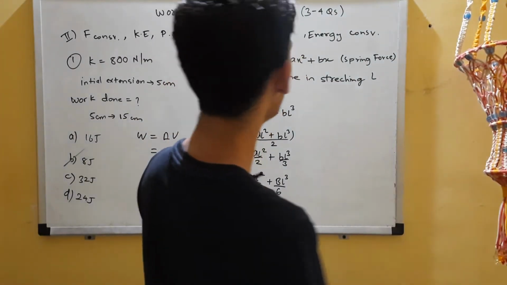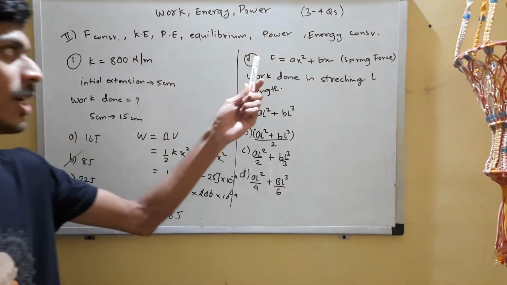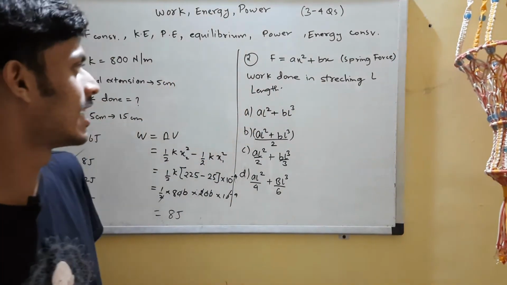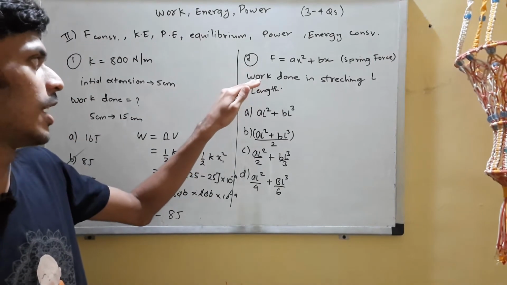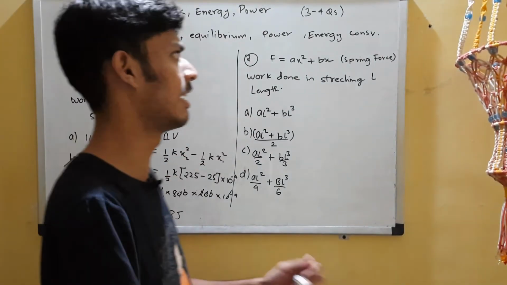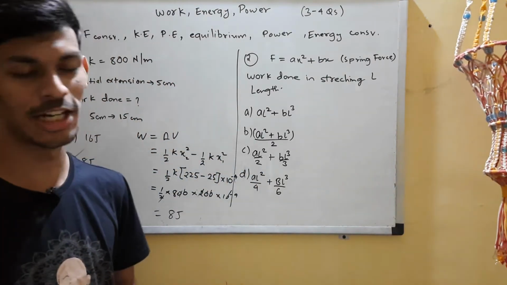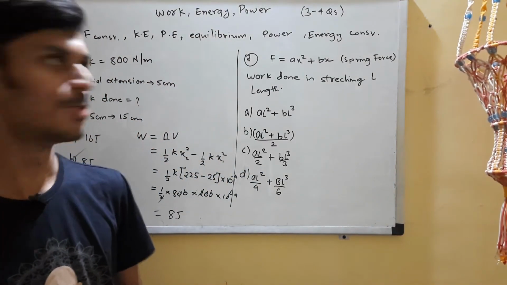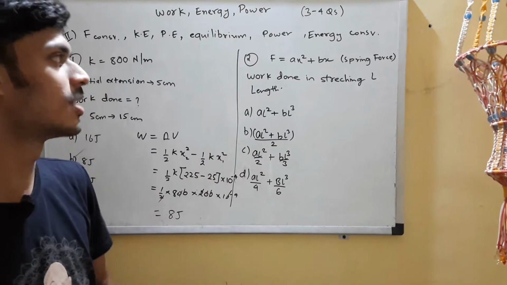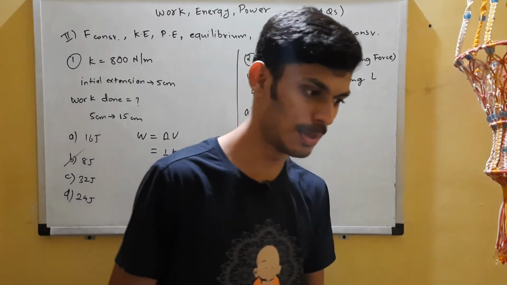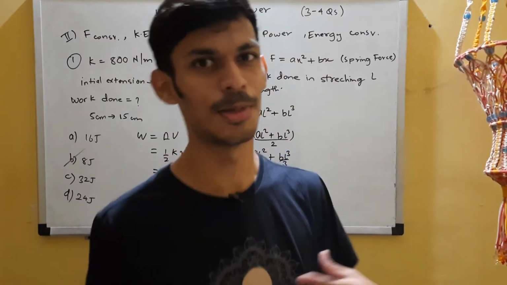Okay, now coming to question number 2, here you are given a spring force as a function of x, as a function of that extension. So you are supposed to tell what will be the work done in stretching it L length from the natural length. Okay, so how will you do this? You are given the force, you know something from here, right? That work done will be basically the change in potential energy.